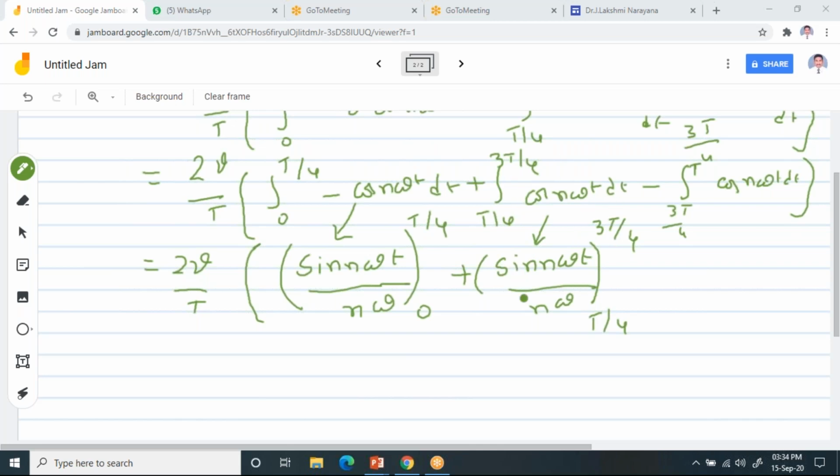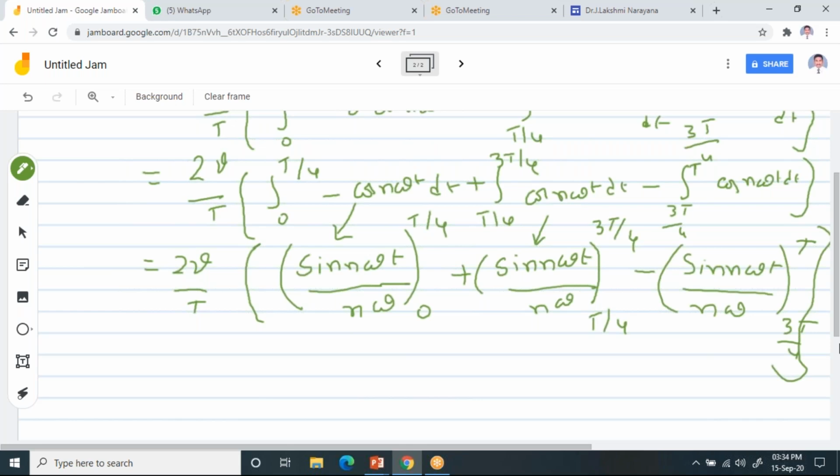Now observe it. This is the integration for the second term. Now I have to do the integration for the third term also. For the third term, since the integral of cos can be written as sin n omega t by n omega, again you need to apply the limits, which is 3T by 4 to T. And for all these terms, you need to multiply this with 2V by T. Please try to understand that.